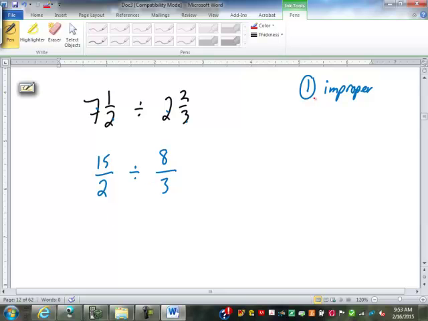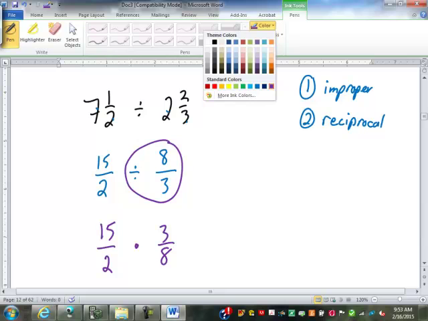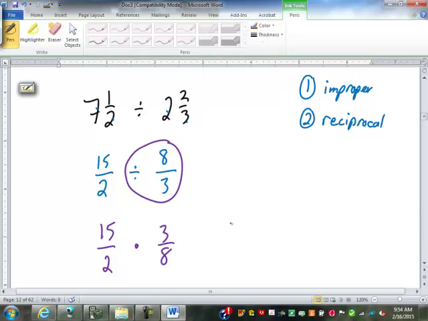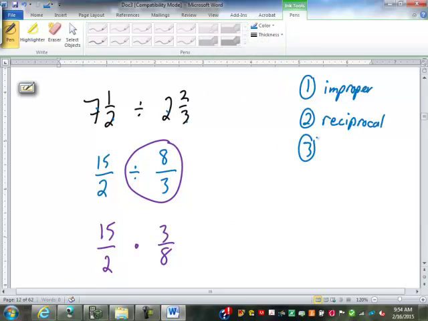What's our next step? We're going to take the reciprocal. Which fraction do we find the reciprocal of? It's the one we're dividing by, the one after the division sign. So the 15/2 will not change. Instead of divided by 8/3, it becomes times 3/8. Now we could cross cancel if we wanted to, but there's nothing to cross cancel. So we're just going to multiply.